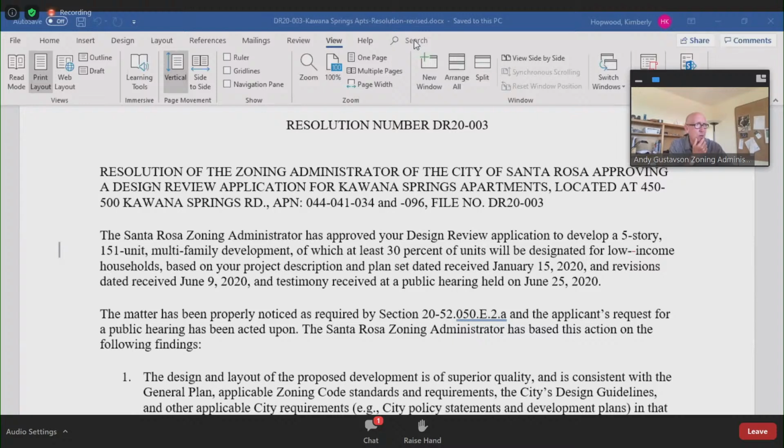So I would like the planner to have on the screen the resolution, and I know that there's been a response to some changes. Can you put that on a page view, please, 100%, so we can see the entirety of that one page? Actually, one page will, there you go.